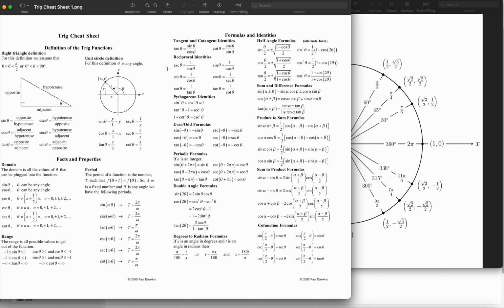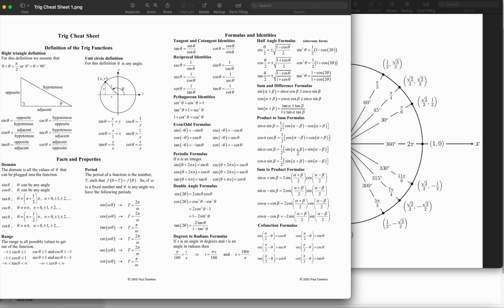When it comes to trigonometric functions, you definitely need to know the tangent and cotangent identities, reciprocal, Pythagorean, even, odd. Periodic, you should understand how they move. Double angle, half angle, you can get away with not knowing. You could technically derive the half angle formulas from the double angle formulas, sum and difference formulas.